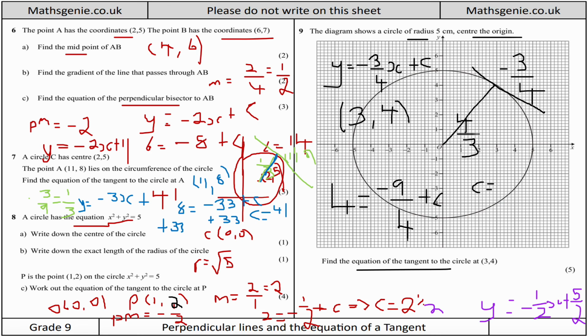Rearranging this, that's going to be 2 1/4. So 4 plus 2 1/4 is 6 1/4. So c is equal to 25/4. So that means my final answer is y is equal to minus 3/4 x plus 25/4.